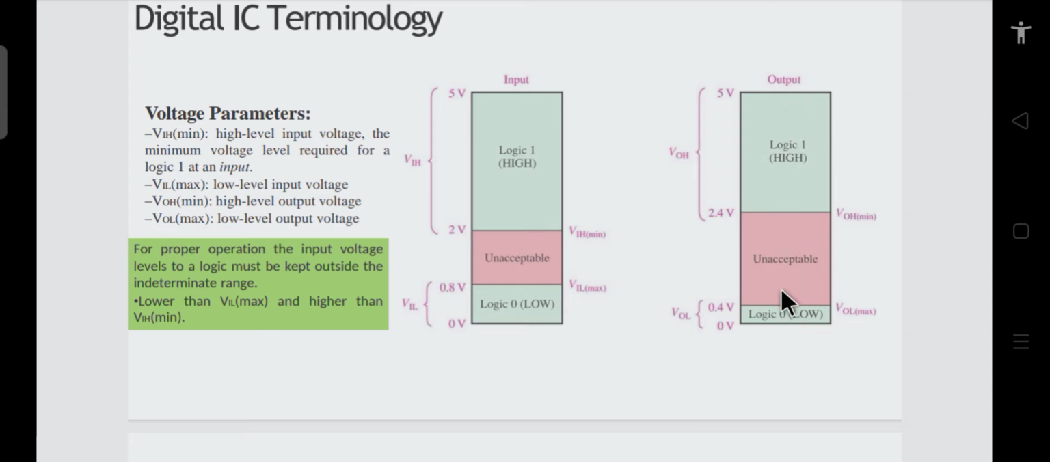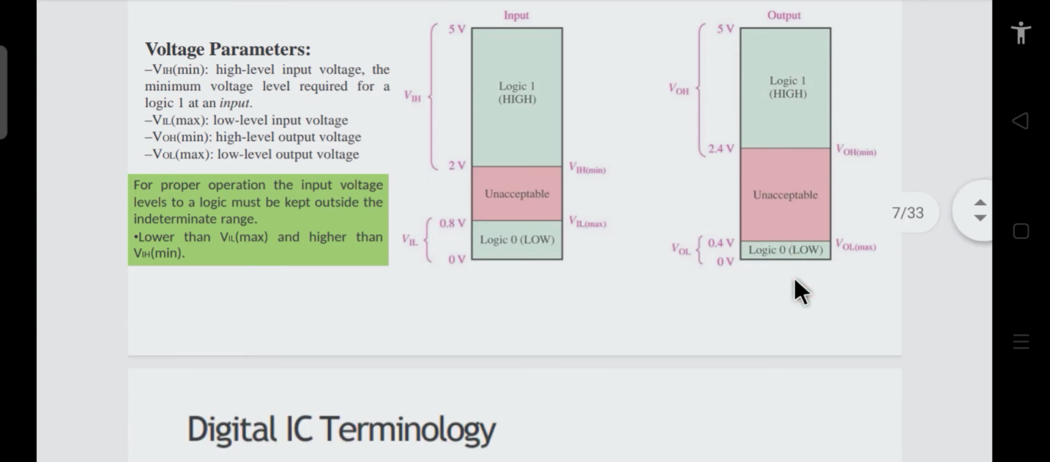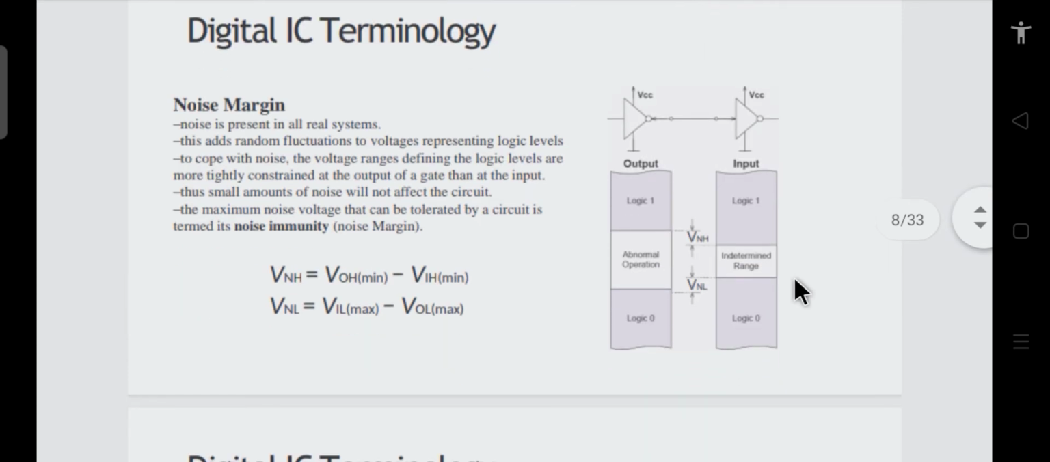Whereas the voltage levels are the same. The definitions for the particular levels are the same as what we have defined here. So if on the output side the voltage falls in this range, it will be treated as 0, whereas if it falls in this range, it will be treated as 1, and if it falls in this range, this range is unacceptable.